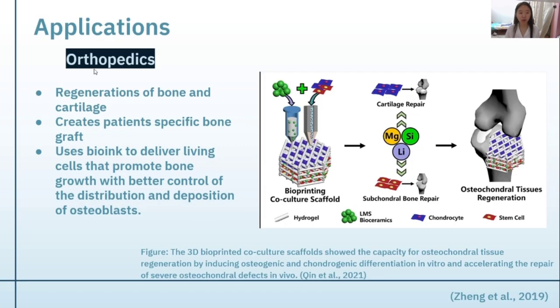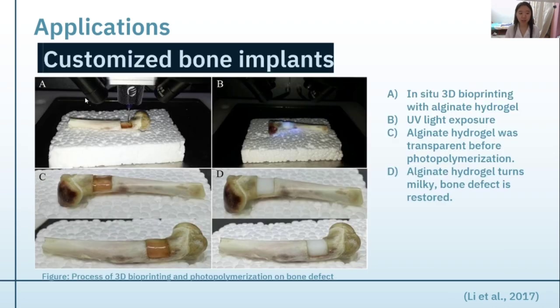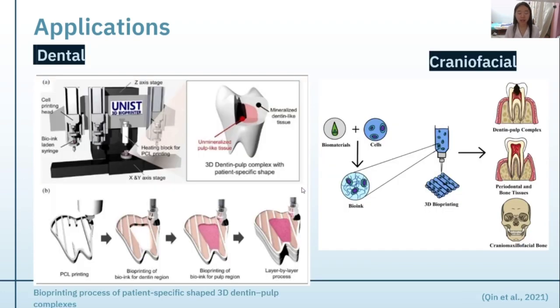Firstly, in the field of orthopedics for regeneration of bone and cartilage to create patient-specific bone grafts. It uses bioink to deliver living cells that promote bone growth with better control of the distribution and deposition of osteoblasts. Here is an example of customized bone implants using alginate hydrogel. Next, it can also be used in the dental and craniofacial fields, such as fabricating 3D dental plaque complexes, periodontal and bone tissues, and craniomaxillofacial bone.